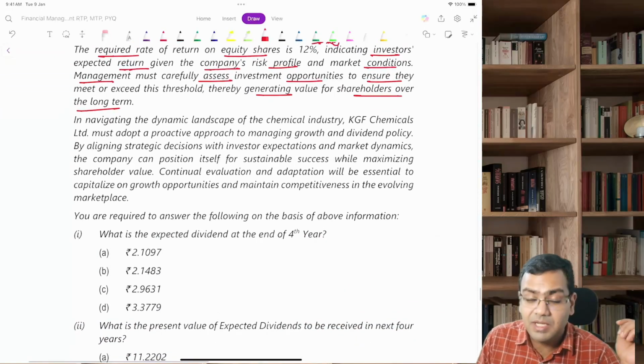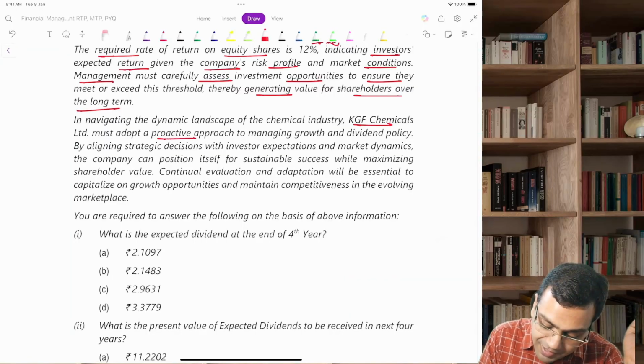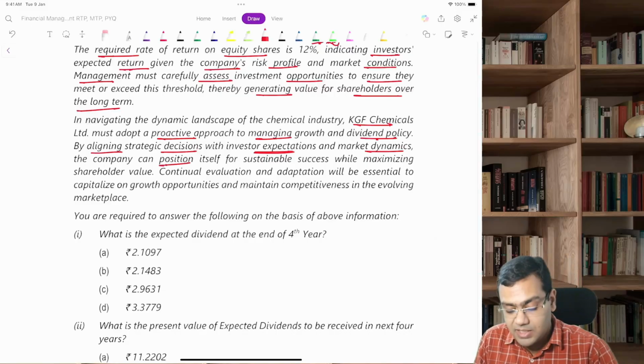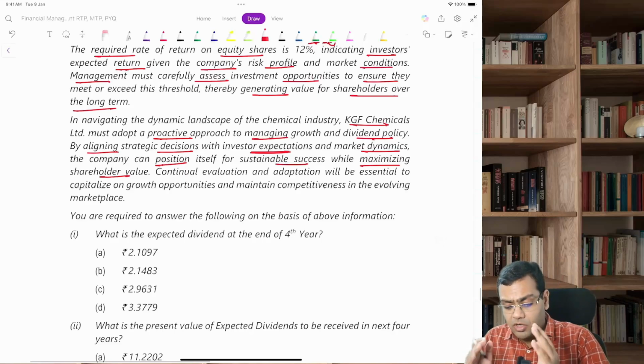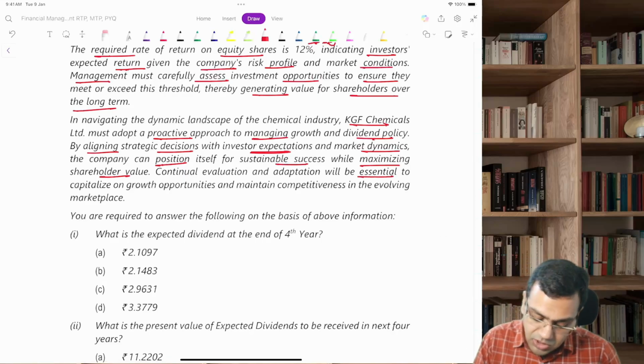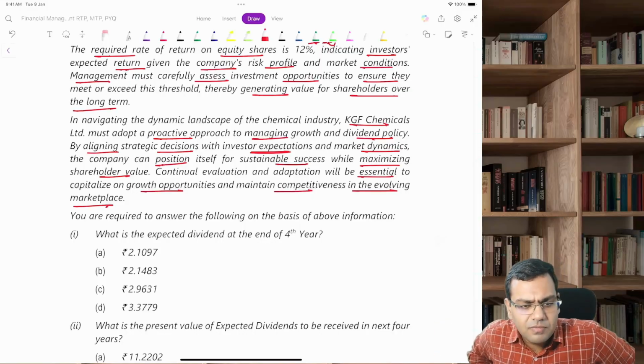In navigating the dynamic landscape of the chemical industry, KGF Chemicals must adopt a proactive approach to managing the growth and dividend policy. By aligning the strategic decisions with the investor expectations and market dynamics, the company can position itself for the sustainable success while maximizing the shareholder value. Continual evaluation and adaptation will be essential to capitalize on the growth opportunities and maintain the competitiveness in the evolving marketplace.